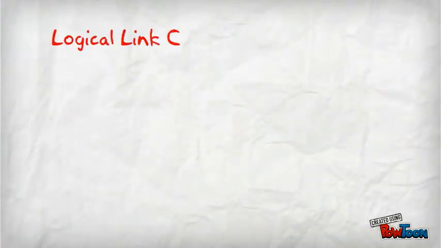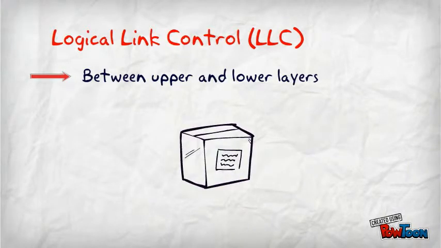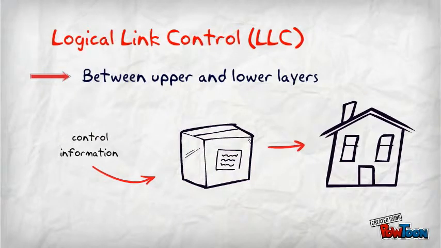The Logical Link Control (LLC) handles communication between upper and lower layers. It takes the network protocol data and adds control information to help deliver the packet to the destination. It is implemented in software, and its implementation is independent of the hardware.